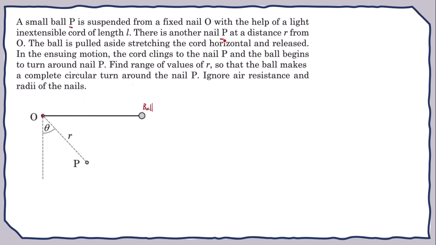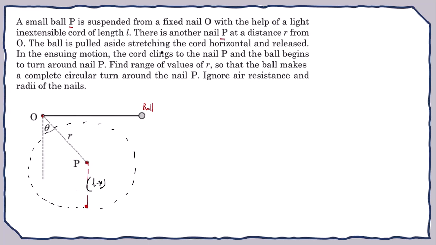Now there is another nail P at a distance of R. So there is another nail P. Now once the ball is coming down, it will hit the nail and ultimately it will perform a vertical circular motion about this nail point. So this is the particle ball. Now the radius, or can I say the length, is now L minus R. It will perform a circle of L minus R about this nail point.